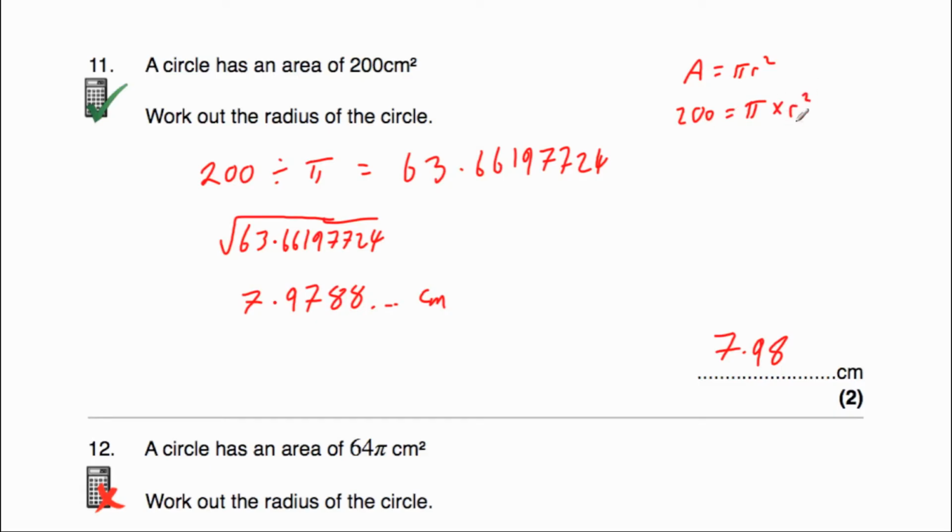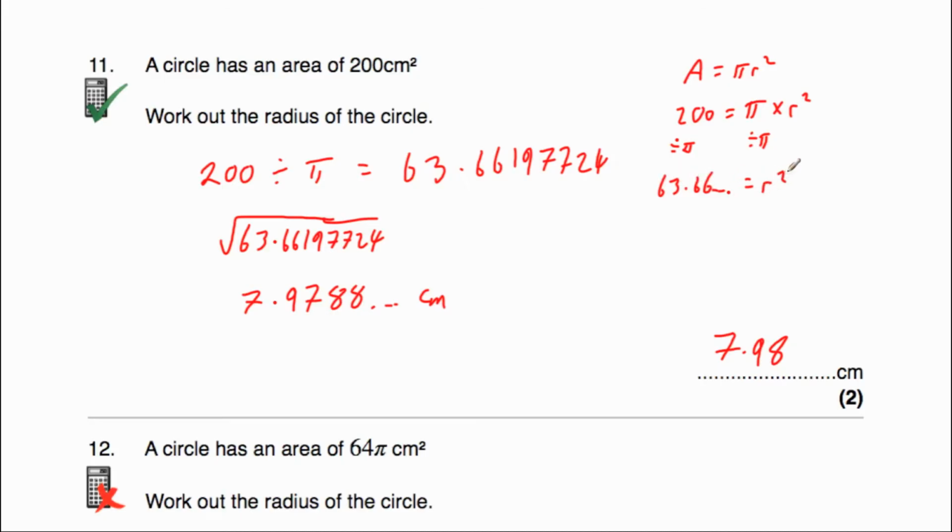Now we just want to find the radius, so we don't want this multiplied by pi and we don't want the squared. So we need to get rid of the multiply by pi first of all, so let's divide by pi and divide by pi. So we're going to do 200 divided by pi, which would be 63.66 and so on, and that's equal to, and we've divided by pi to get rid of the times by pi, so we're just left with r squared. Now we've got r squared equals 63.66 and so on.